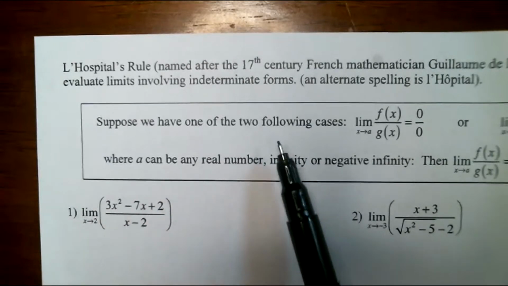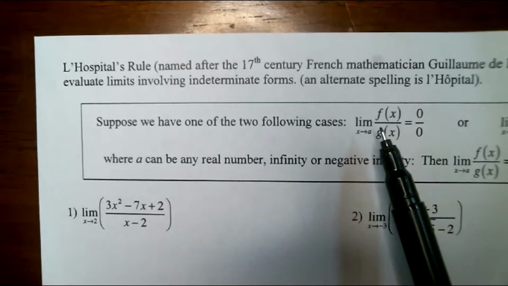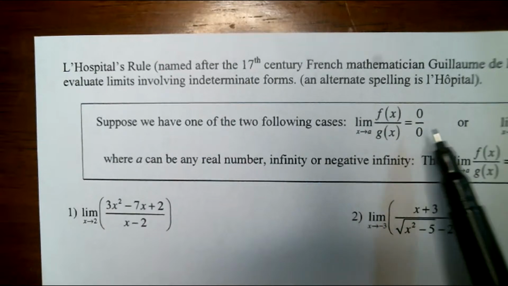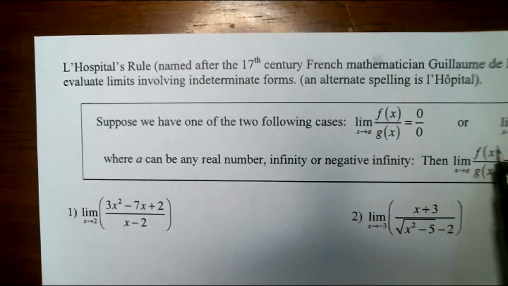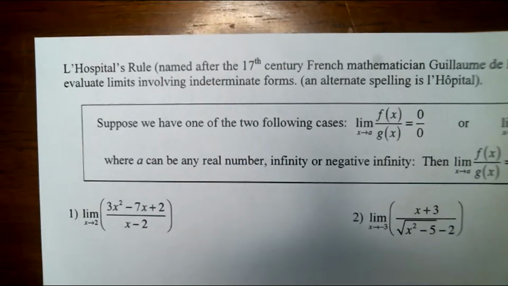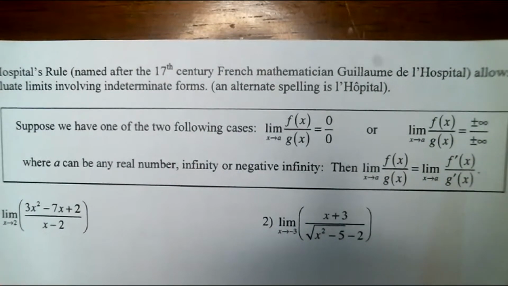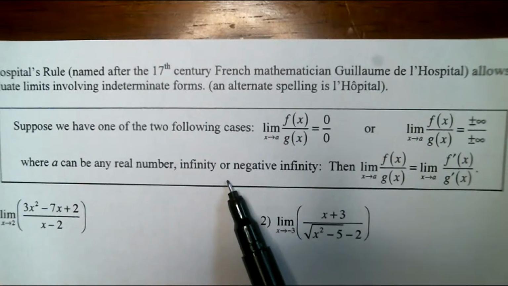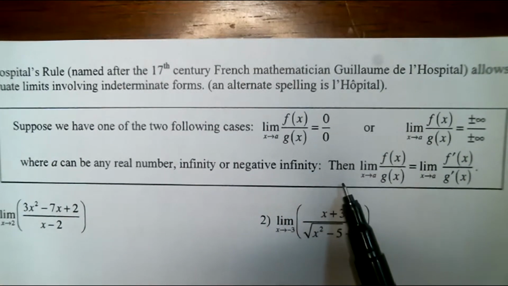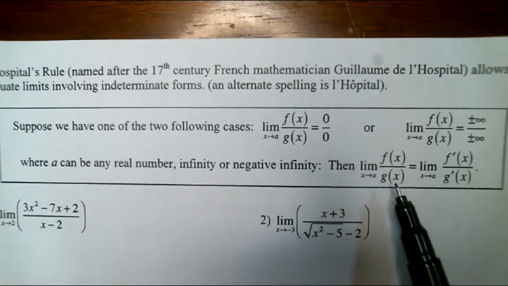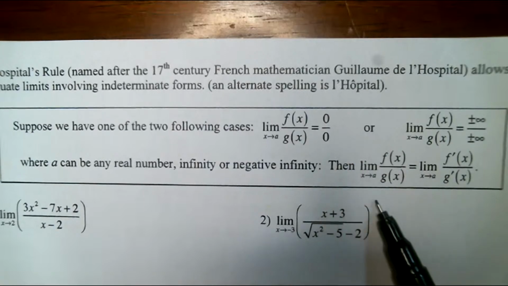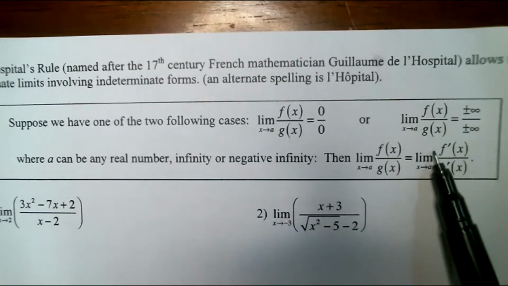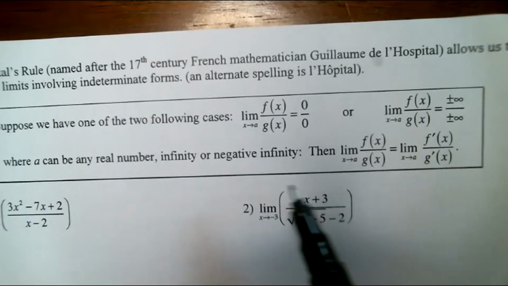Suppose we have one of the two following cases. The limit as x approaches a gives us 0/0, or the limit as x approaches a gives us some form of infinity over infinity, where a can be any real number, infinity or negative infinity. Then what we would say is the limit of this is equal to the limit of the derivative of the function.